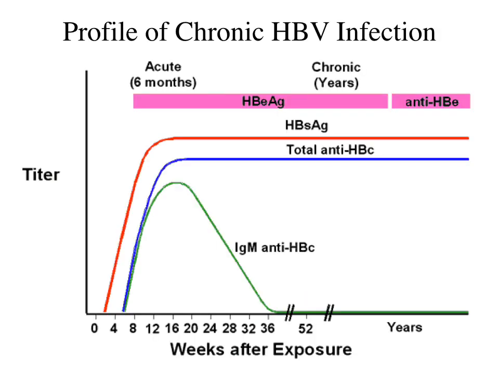But remember, in a percent of people, they go on to develop a chronic infection. In patients with chronic hepatitis B infection, both hepatitis B surface antigen and IgG anti-hepatitis B core remain persistently detectable, generally for life. Hepatitis B E antigen is variably present in these patients.